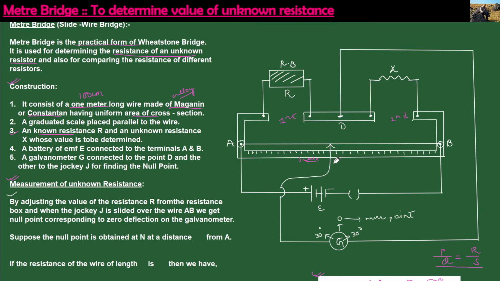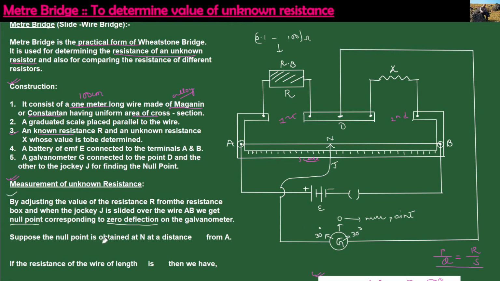So from here we have this jockey J, and we will obtain a null point at the point N. By adjusting the resistance from the resistance box, which might range from 0.1 ohms to a typical range of 100 ohms, and by sliding this jockey J along the bridge wire, we will have to get the null point. And this null point always corresponds to the zero deflection on the galvanometer.